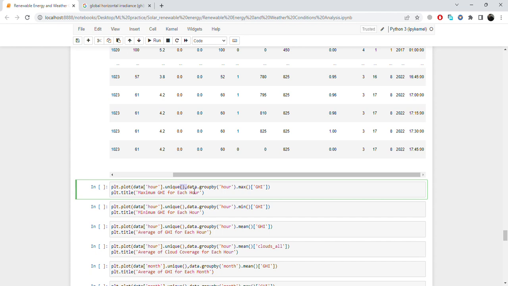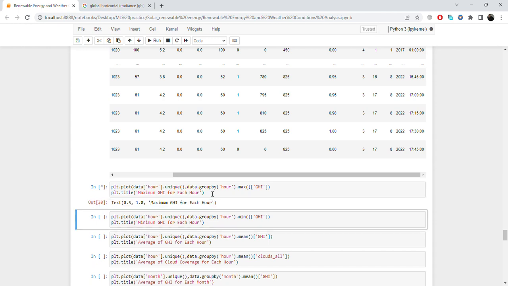And now, obviously we need two data series to plot a graph. The second part is data group by hour, meaning we will group the entire data set by the column hour. Then we will find the maximum of what? The maximum of GHI. Then we will find the maximum GHI for each hour in the data set. Okay, here we go.